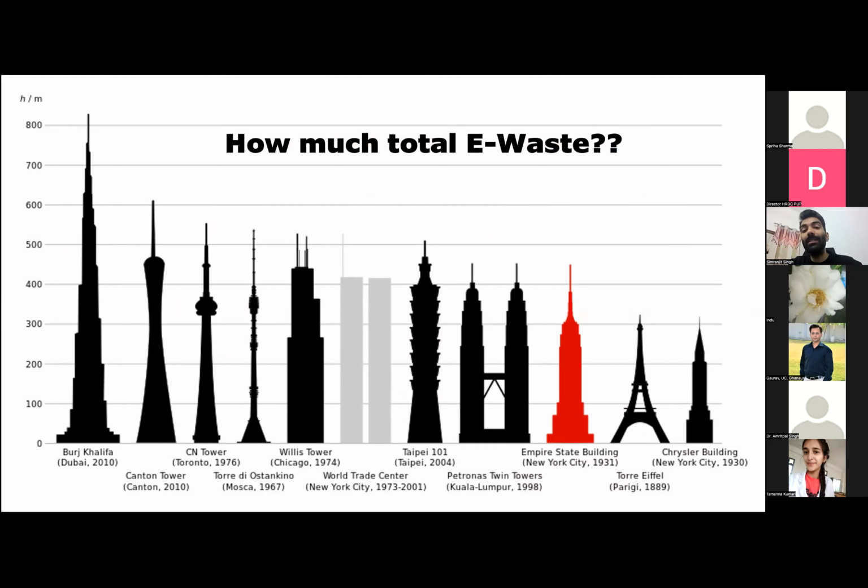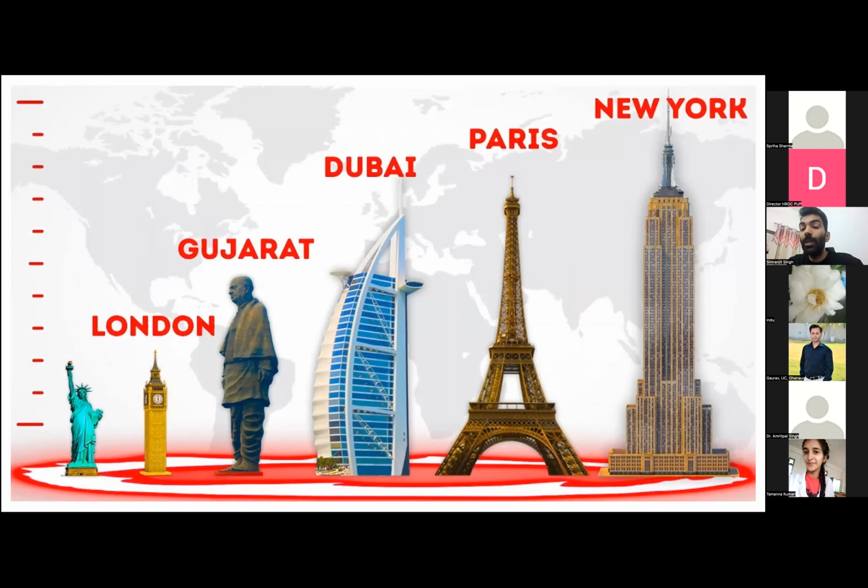how much total e-waste is there in the world today? And this data is old, so it might even be more while we are talking today. I'm showing you here different buildings and comparing their sizes. So here, the Empire State Building is higher than Eiffel Tower, higher than Chrysler Building, and for the context for us Indians, the Statue of Unity is the context. So as you can see, Statue of Liberty, the Big Ben, the Statue of Unity, and then Al Arab, Eiffel Tower, and the Empire State Building in USA.